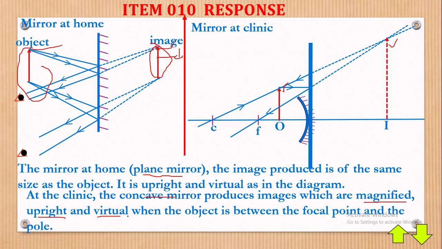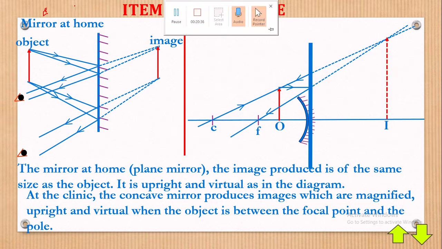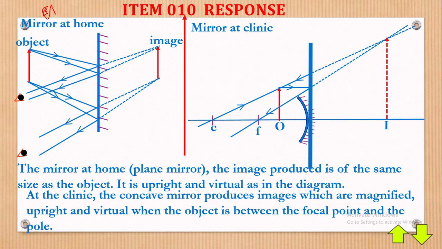Okay, good. The image is virtual when the object is between the focal point and the pole. I've clarified that right from the start. Please, this answers our part A. This is just part A. We have answered it. Now let's see what else these people want.